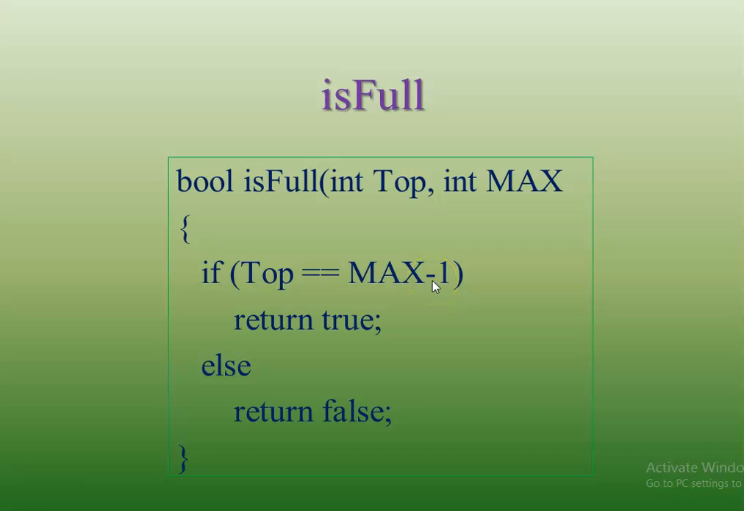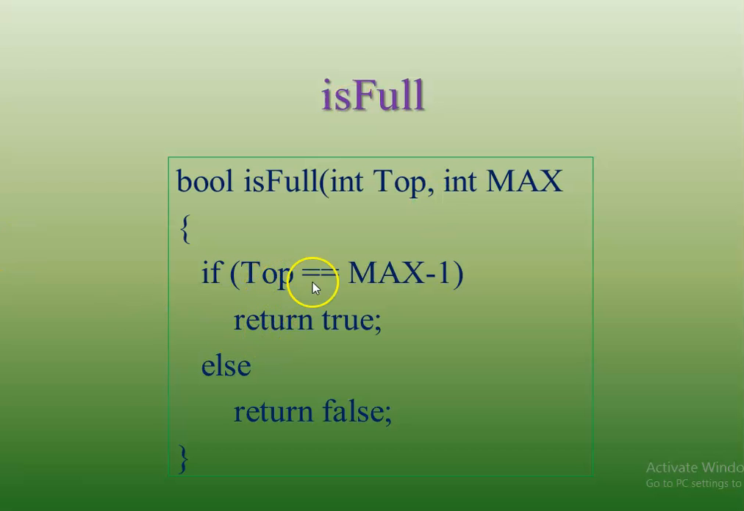Why this -1? Because the index begins from 0. So the topmost index will be max - 1. For example, if max is of size 10, that means the array representing the stack can hold 10 values, and the indices of those values will be 0, 1, 2, 3, etc. up to 9 only. So 9 means 10 minus 1. 10 happens to be the value of max. So max minus 1 makes 9.